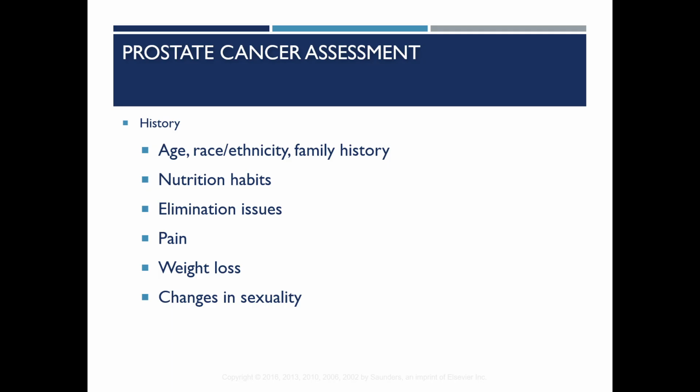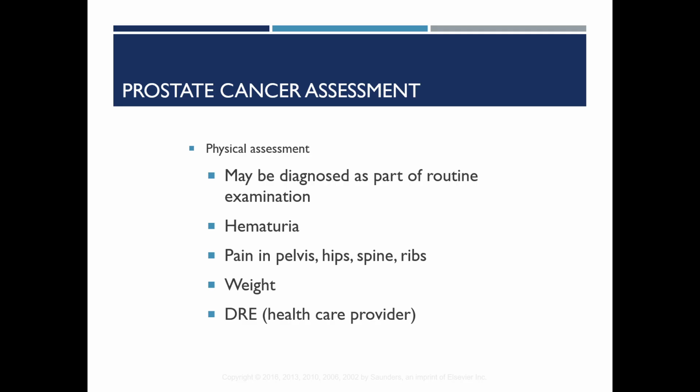All right, so remember, nutritional habits. You should teach that patient to decrease intake of animal fat and dairy products, and they should increase their fruits and vegetables, especially tomatoes. As far as the assessment, we want to look for gross blood in the urine. This is a sign of late prostate cancer. Unexpected weight loss is also a late sign. So either of the two.